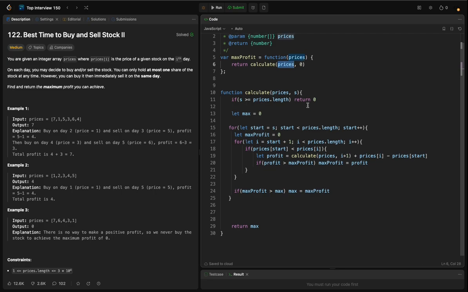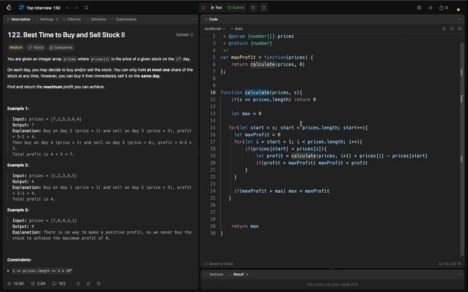The calculate function takes two parameters, prices, which is the array of stock prices, and S, which is the starting index for the calculation. The base case is when S is greater than or equal to the length of the prices array. In this case, the function returns 0, as there are no more days left to consider. It's important to put this one because this is a recursive function and we don't want to run this function endlessly. So whenever you have a recursive function, you should find your base case.